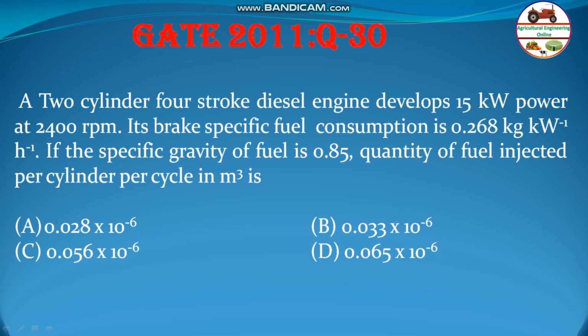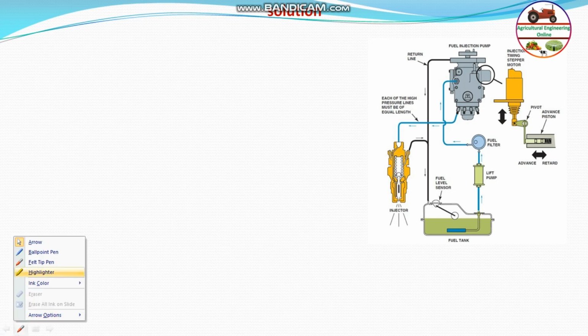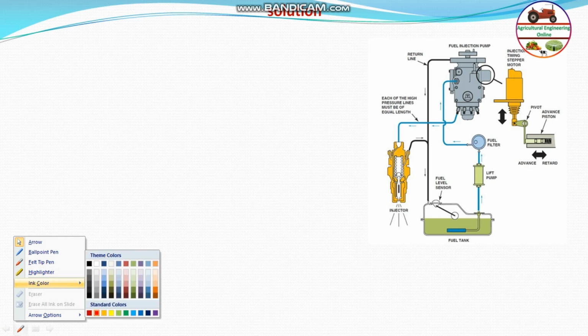Let us quickly solve this problem. This is one of the trickiest and simple problems. So let us solve. In the diesel engine, generally the fuel is injected through the injector inside the cylinder.